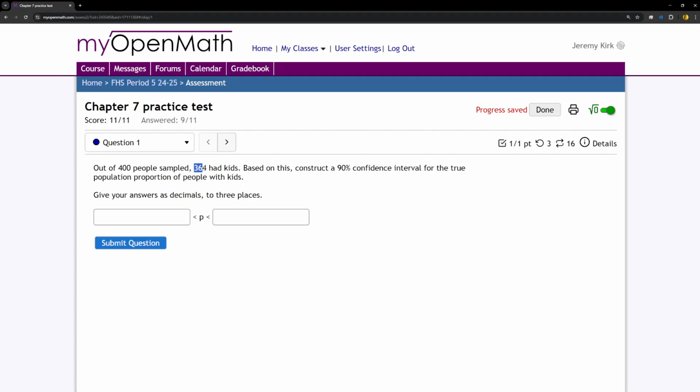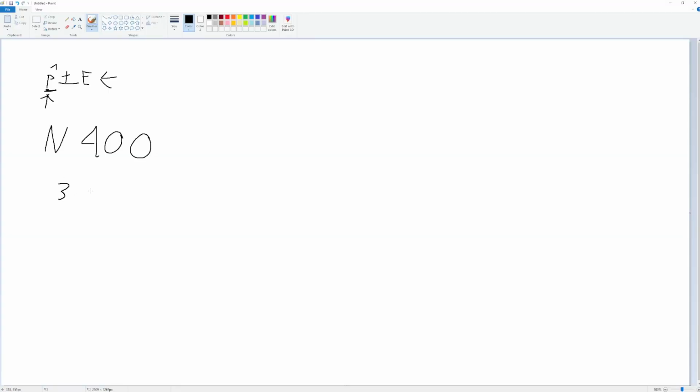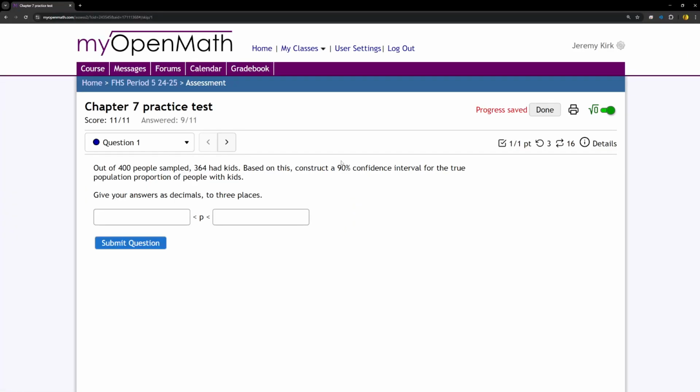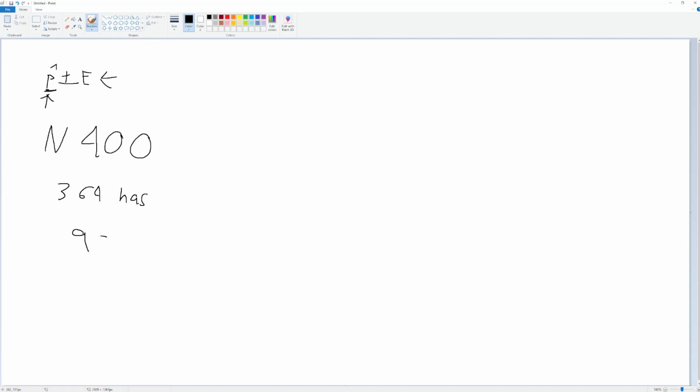364 had kids. That would be our has, or how much we have. So 364 has in 90%. All right, we have everything we need to solve this now.